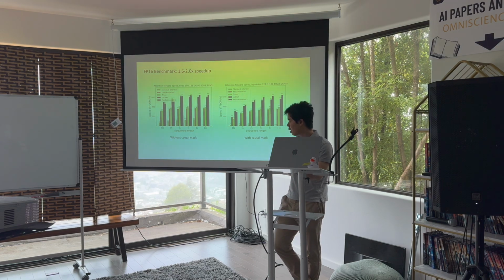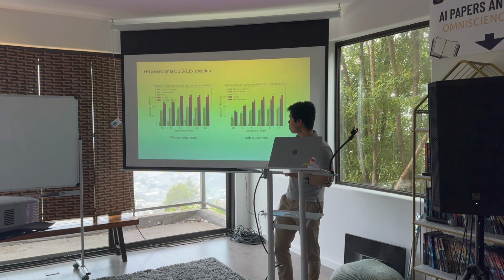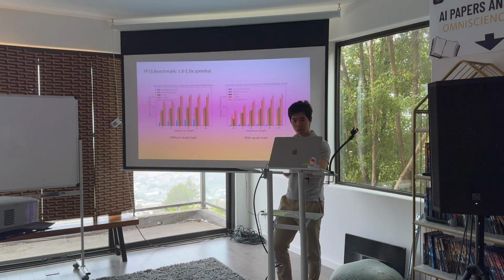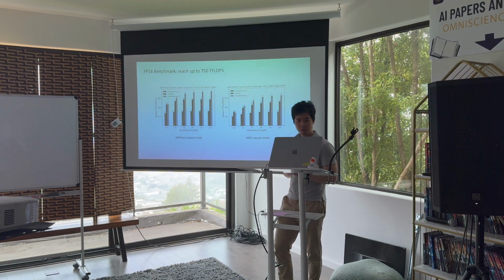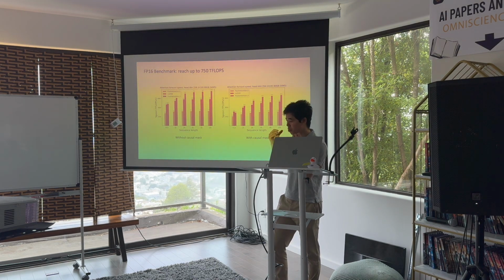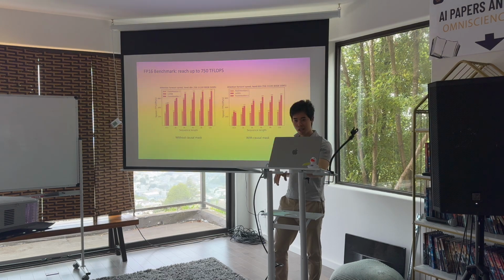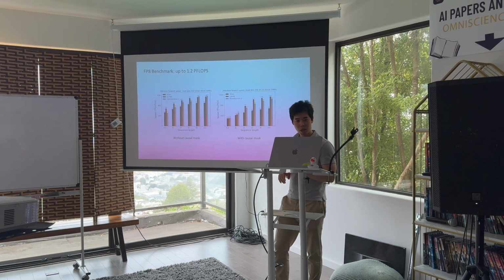The upshot is once you've done all this, you can speed things up quite a bit. So we see about 1.6 to 2x speedup in FP16, and we can reach up to 750 teraflops. So this is pretty much close to the speed of matrix multiply. So that's amazing. You have matrix multiply, which is probably the most optimized subroutine on the planet, and now attention is getting close. With FP8, we can reach about 1.2 petaflops per second.